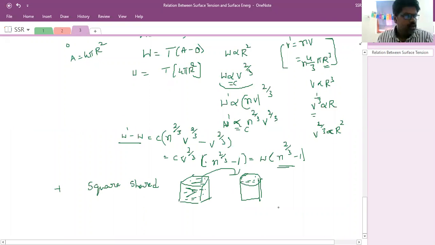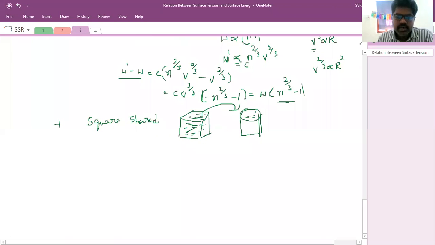Then in that case, what is the work done? Additional work is required in this case, and that depends on the surface area only. Here, what is the surface area? Suppose the square side is A. Then the initial area A1 is A square. For the circular surface, suppose the radius is R. Then this area A2 is pi R square.